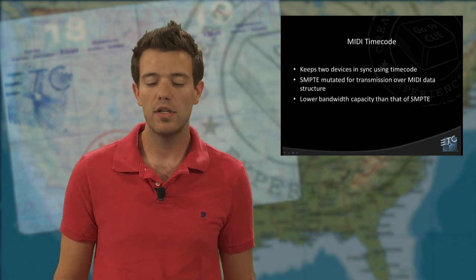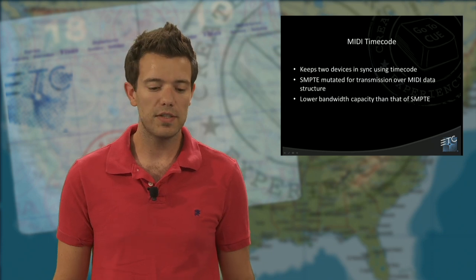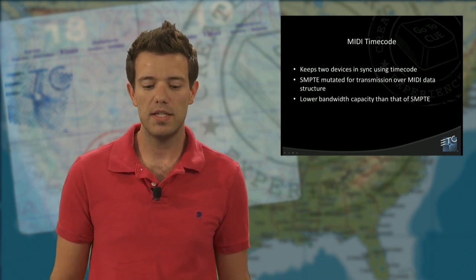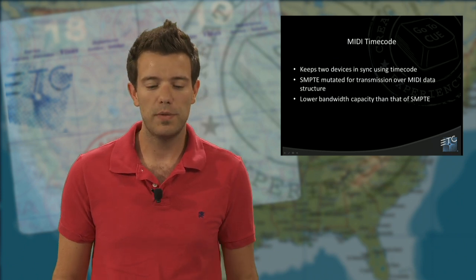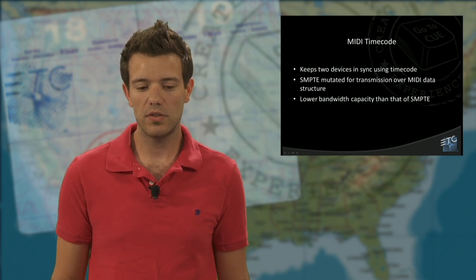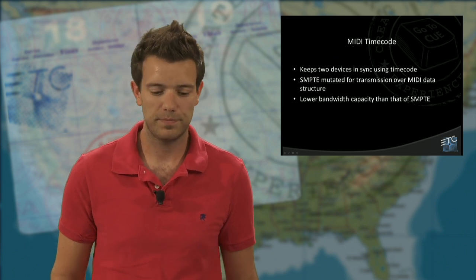First of all, let's talk about what MIDI timecode actually is and how we may use it. MIDI timecode is used to keep two devices in sync with each other using timecode. Simplified, MIDI timecode is exactly like SMPTE timecode, but it's mutated for transmission over a MIDI cable. It has a lower bandwidth capacity than SMPTE, but the main difference between MIDI and SMPTE is MIDI is a digital signal, whereas SMPTE is something that just runs analog.